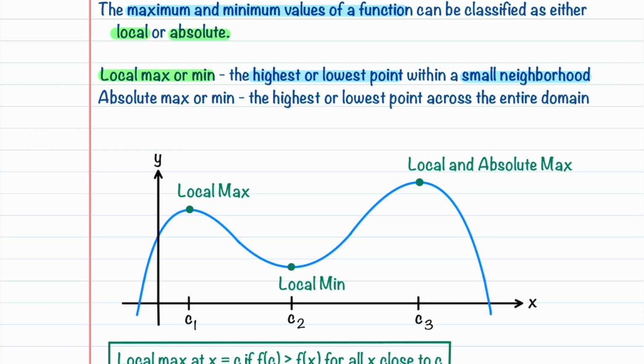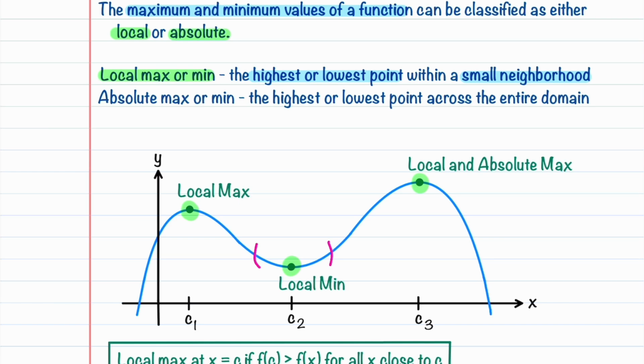Down here on our graph, this point is a local minimum because it is the lowest point in the neighborhood of points around this point. This point here is a local max, and then this point here is also a local max.